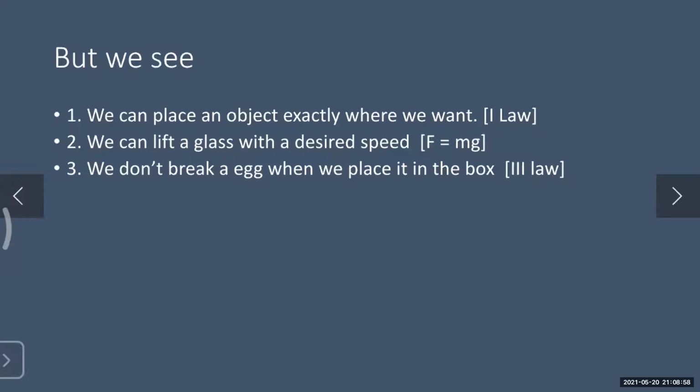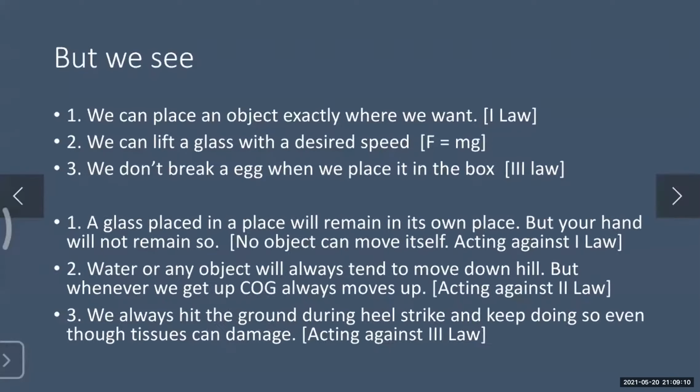So on one side, we are seeing that we are doing movements perfectly and all the laws are being followed. These are not the only laws; there are many other laws also. On the other side, if a glass is placed in a place, it will remain in its own place. But if you are placing your hand, it will not remain so. So this seems to act against the first law. Any object with mass will always tend to move downhill.